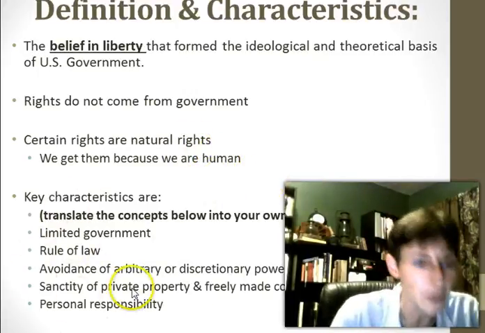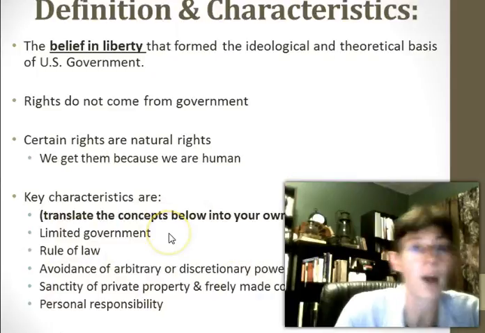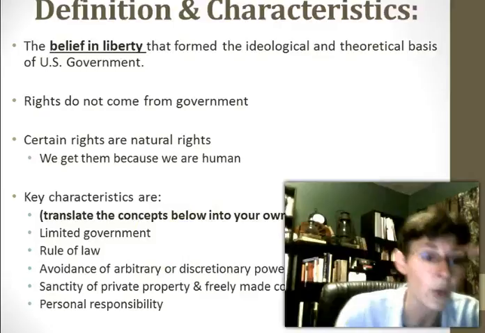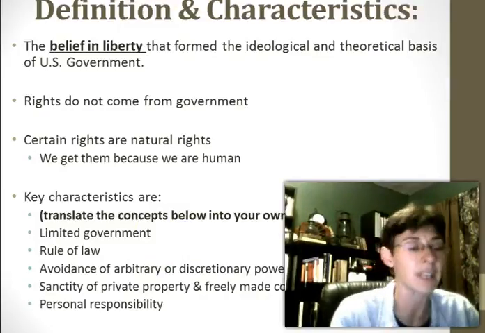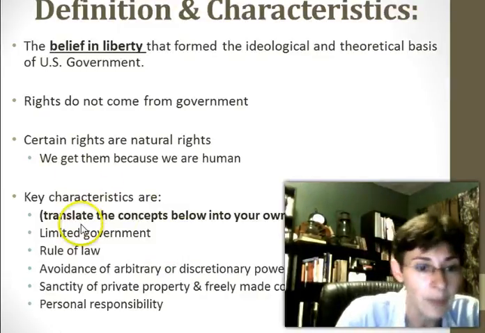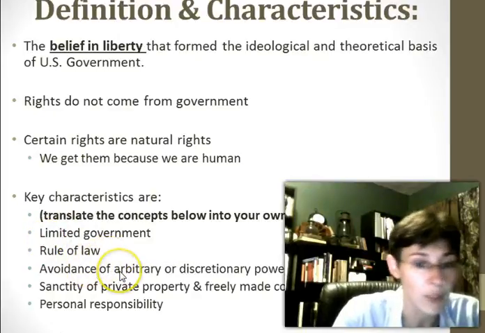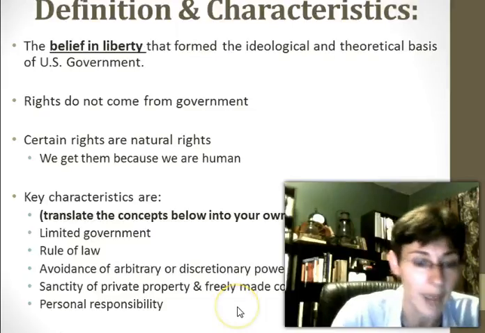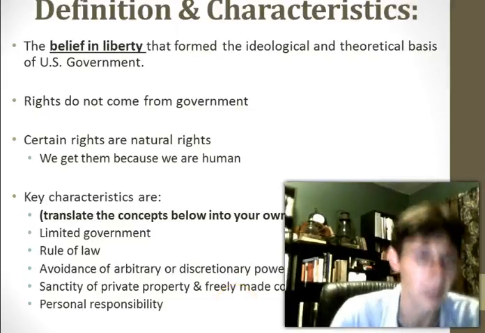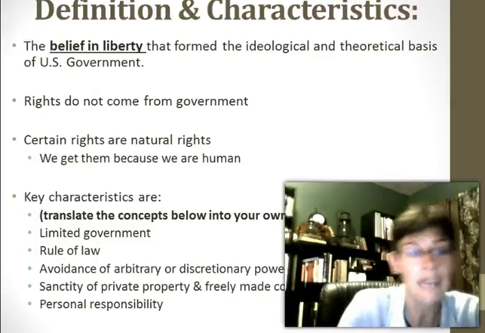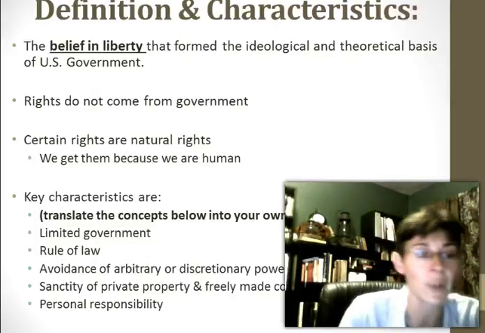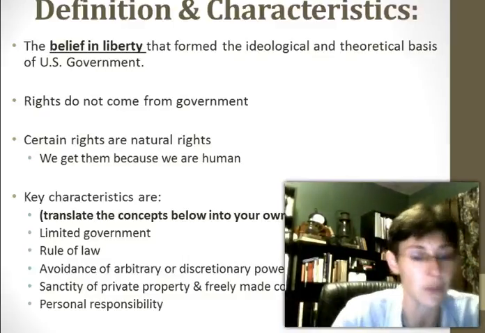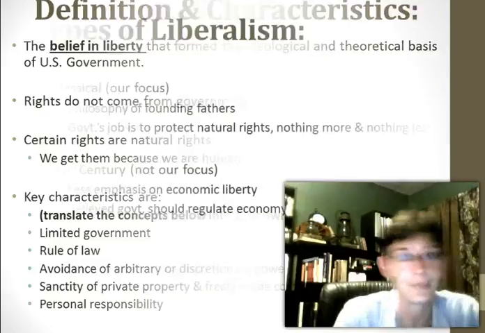So below here you see some key characteristics of classical liberalism. Now I would like for you guys, as a formative assignment, to translate these into your own words so we can have a nice class discussion about what these things are and what they mean. Limited government, rule of law, avoidance of arbitrary or discretionary power, the sanctity of private property and freely made contracts, and personal responsibility. I would really love it if you would take each of those characteristics and put them in your own words, tell me what they mean to you, and that'll give us a nice foundation for the start of our class discussion on this subject.